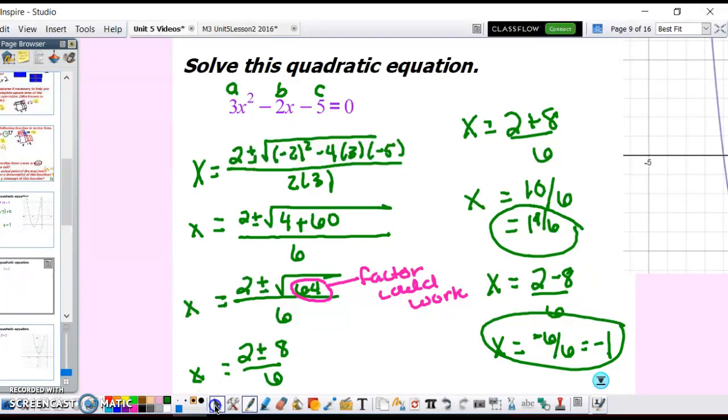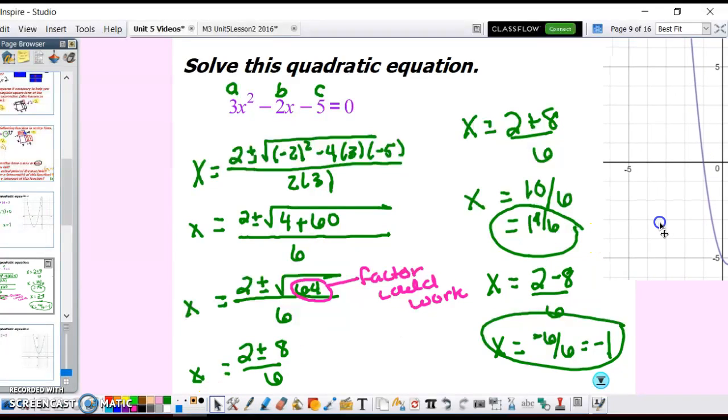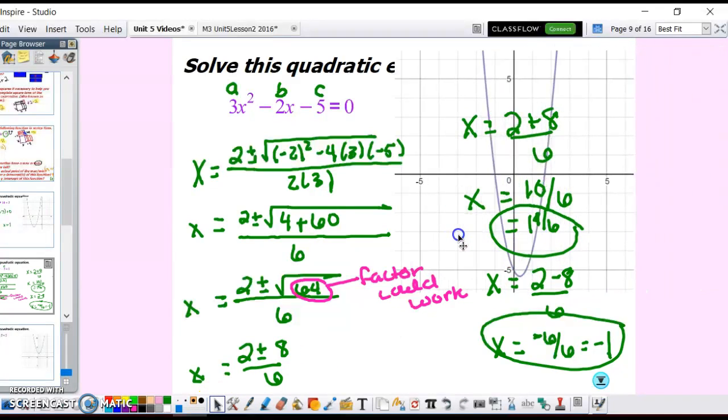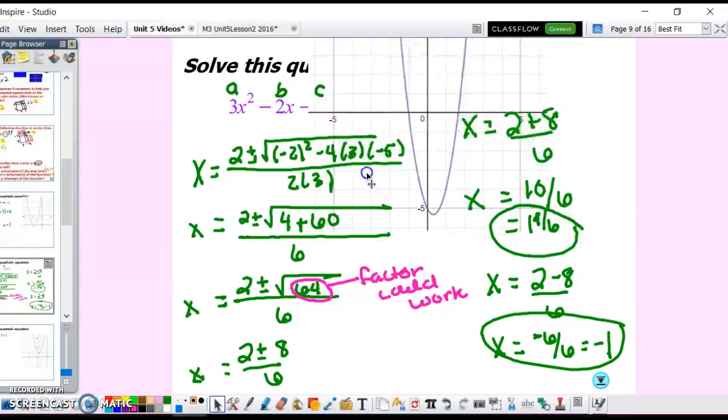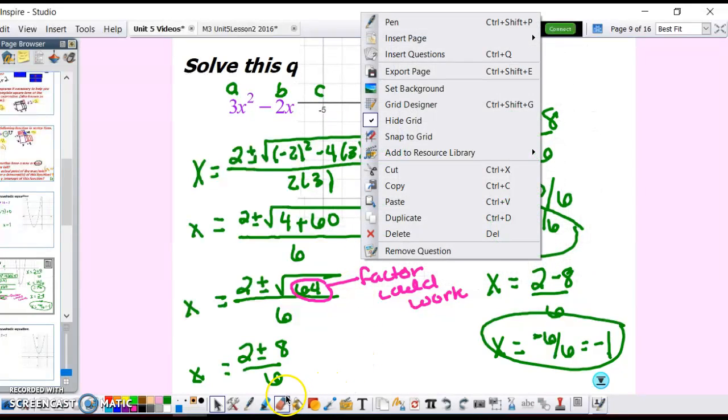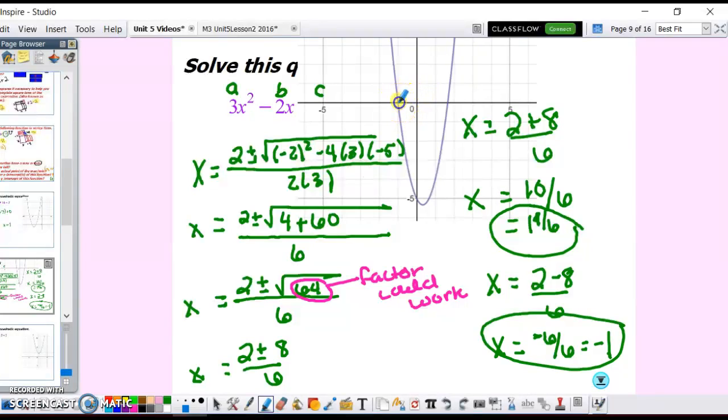Now if we look at our graph that I have graphed over here, we're looking for a little more than 1, or 1 2/3, and our -1. Looking right here, I have -1 as one of my crossings and 1 2/3-ish, so we know it's correct.